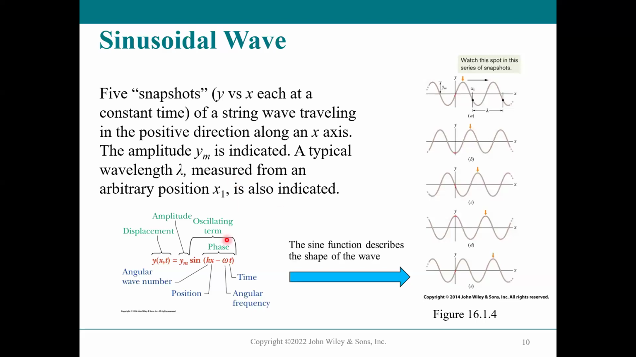So basically, in general, we can write the equation of a wave like this: y is a function of x and time, y equals Ym sin(kx minus omega t). Remember, before we studied periodic functions, right? The oscillatory function.